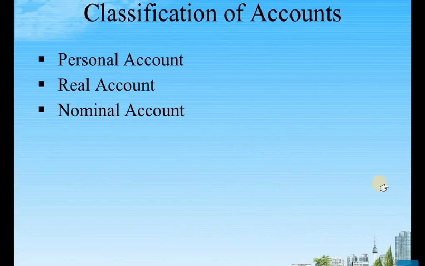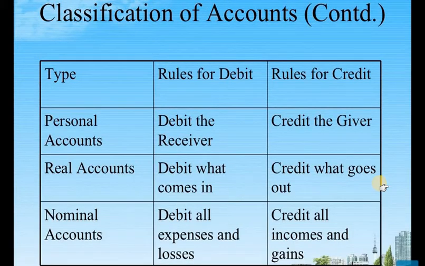Classifications of account are basically three: personal account, real account and nominal account. So here comes the actual picture. When it is a personal account, the rule is debit the receiver, credit the giver. For example, I have my account, Deepika account. See, I am investing capital of rupees 3 lakh in XYZ company. So XYZ company will become the receiver, Deepika itself will become the giver. So debit the receiver, credit the giver.